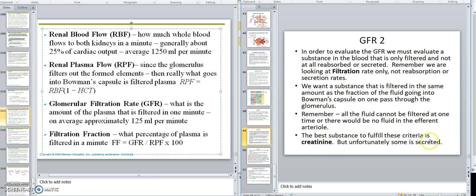But unfortunately, some is secreted. So it's not going to be exact. All right. Now, let's key in on this word creatinine. So I want to come over here now.